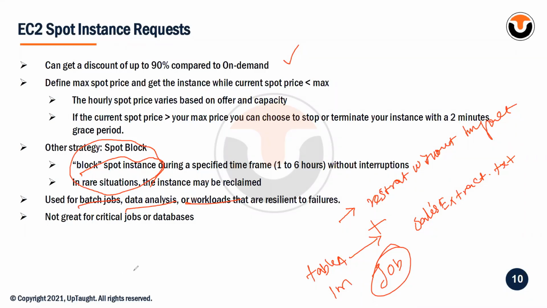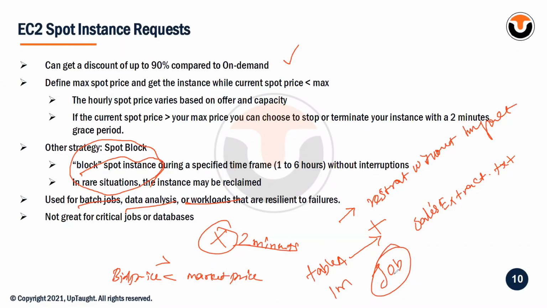When your bid price, whatever you have given, is less than your market price, the instance will be with you. The moment your market price goes up above your bid price, your instance will be terminated with a 2 minute notice. Within 2 minutes, you'll get a notification saying that your instance is getting terminated because the spot price has increased. So your job will fail.